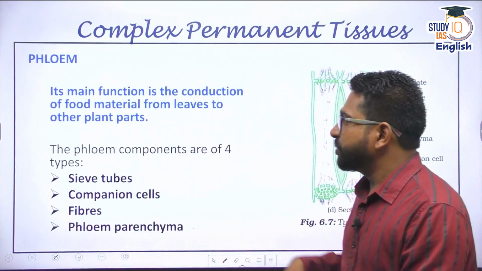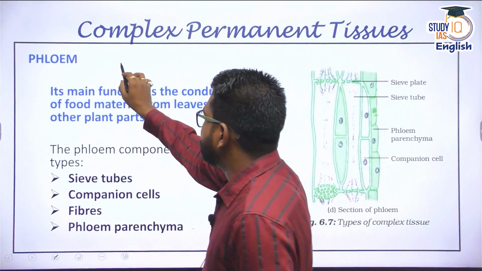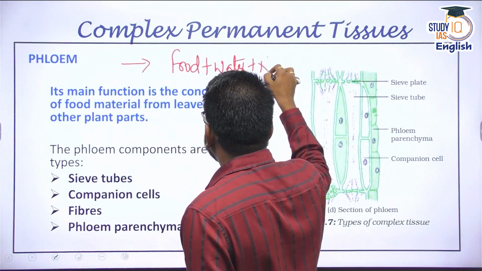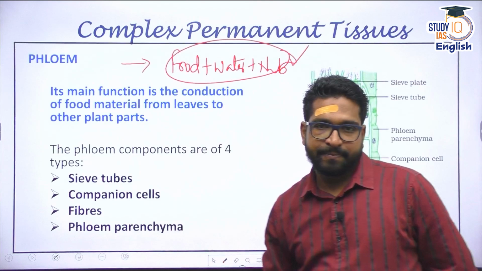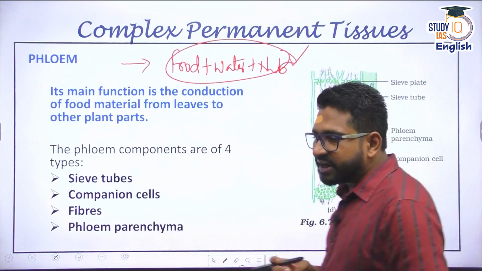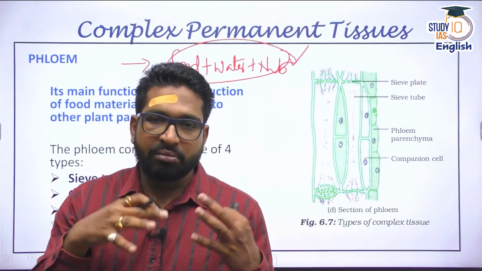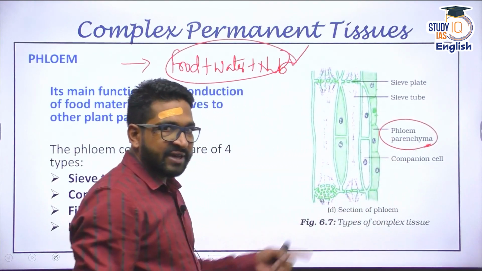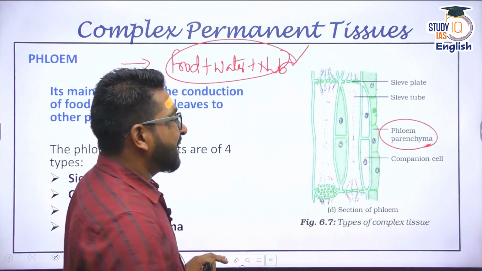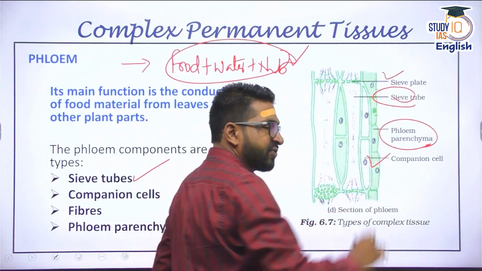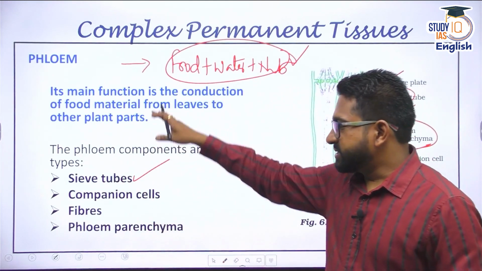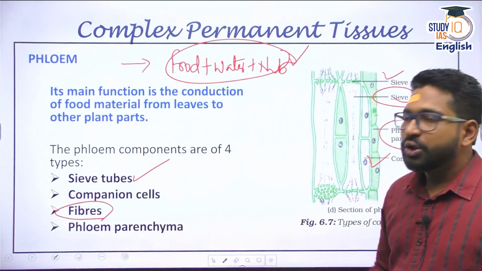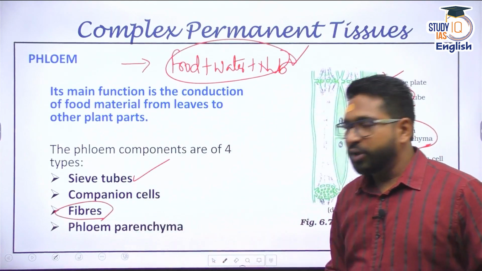Another complex permanent tissue is phloem. Phloem is responsible for transport of food, water, nutrients, transport of everything actually. So phloem is composed of different kinds of structures, like sieve tube. You can see a phloem. Phloem has phloem parenchyma. By now you must have guessed what the job of phloem parenchyma is, I hope. There are sieve tubes, a sieve plate and different companion cells. Phloem is composed of sieve tubes, companion cells, fibers or phloem tracheids, and phloem parenchyma.